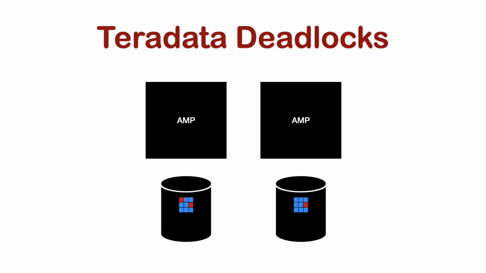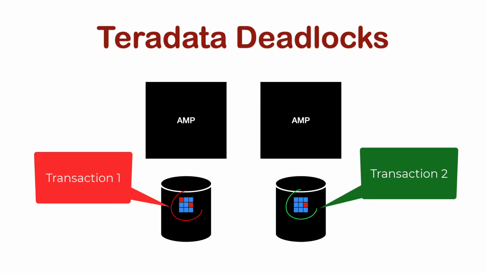Without a locking strategy, and 2 transactions asking for a write lock on the same table, the first transaction could get the lock for the table on some of the AMPs, and the second query could take the locks on another set of AMPs. None of the transactions would be able to finish its task. Both requests would wait forever.